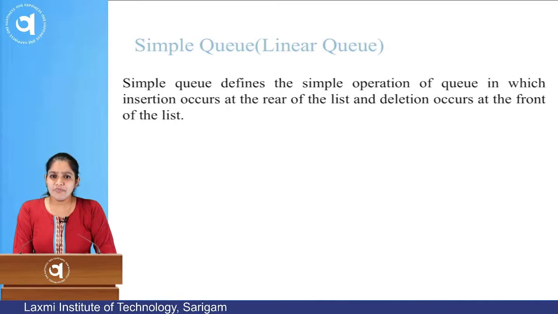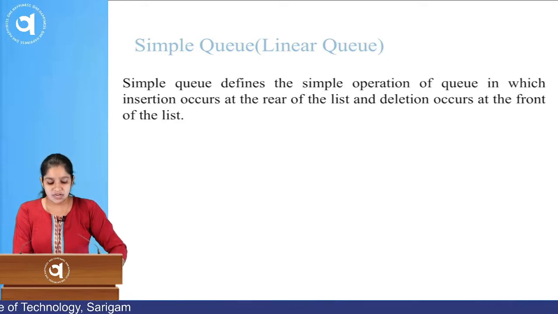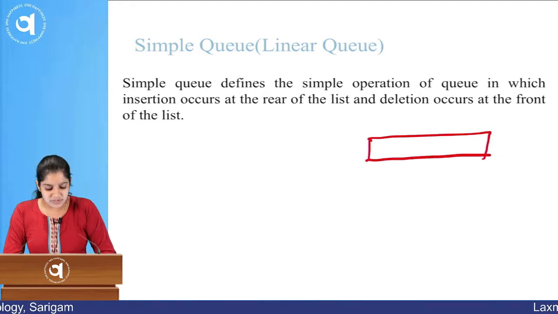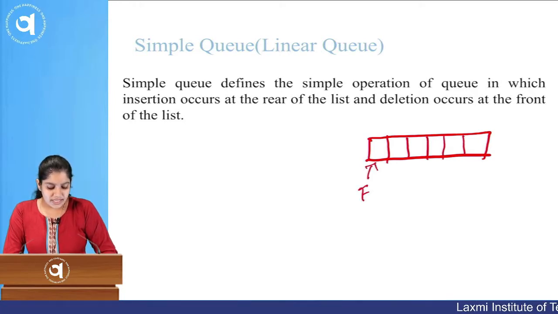It's a simple queue where insertion can be done at one end, that is the rear end, and the deletion can be done at the other end, right? So suppose for implementing queue right now we are using an array. Suppose we are having this array that we are considering as a queue. This is our front end, and this would be considered the rear end.